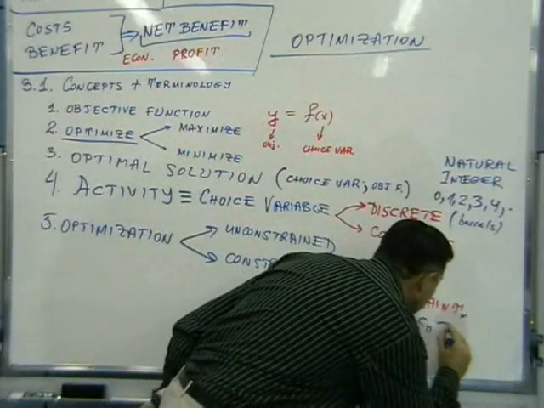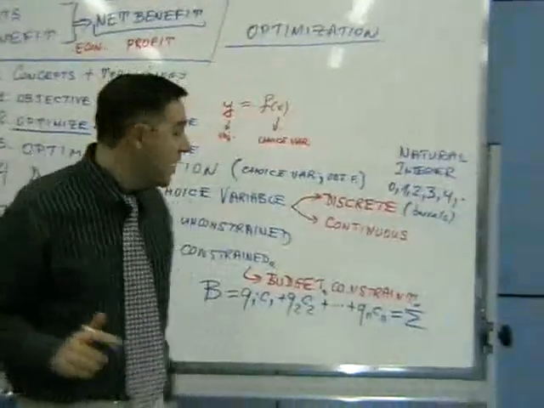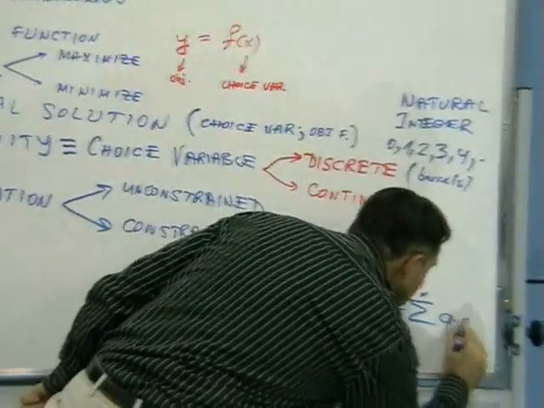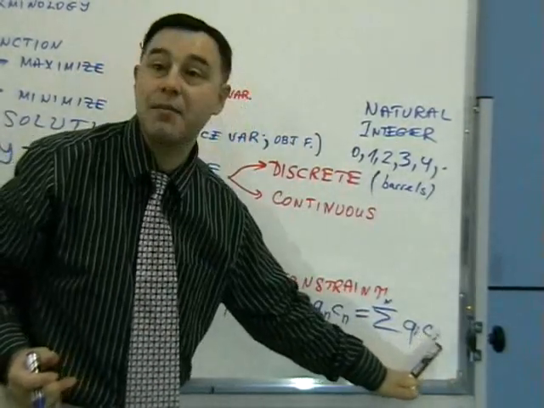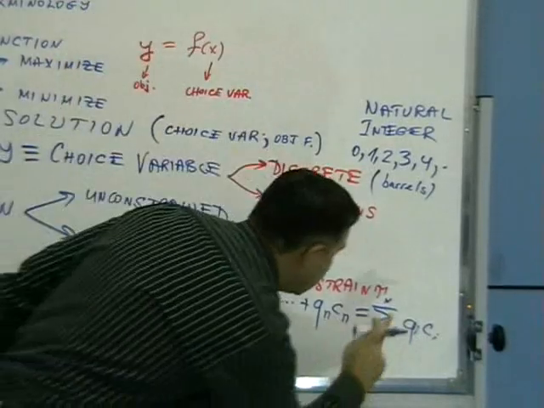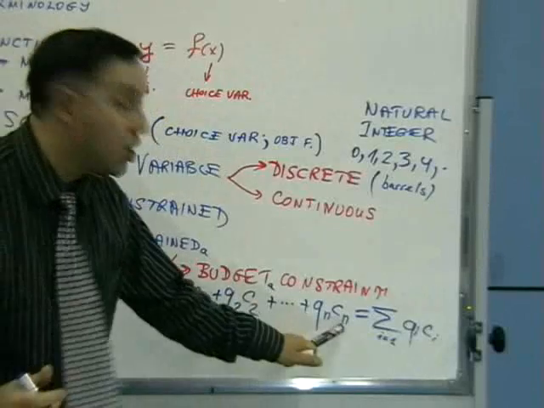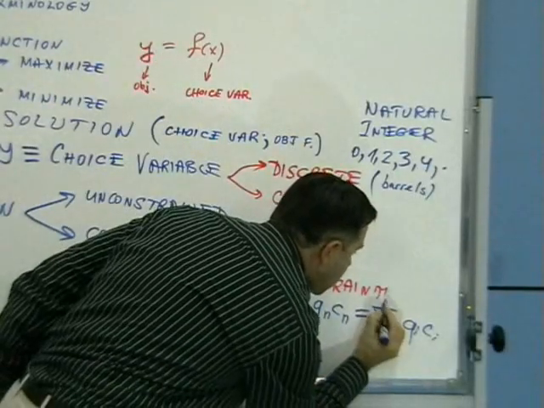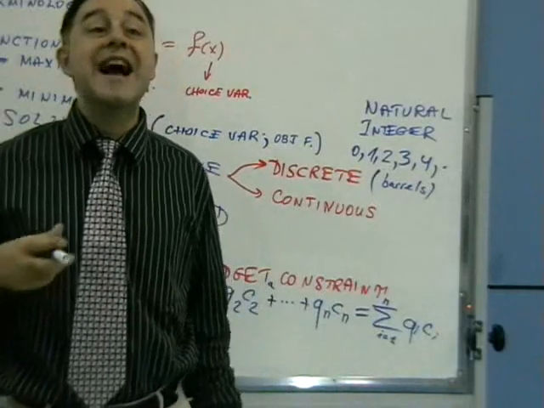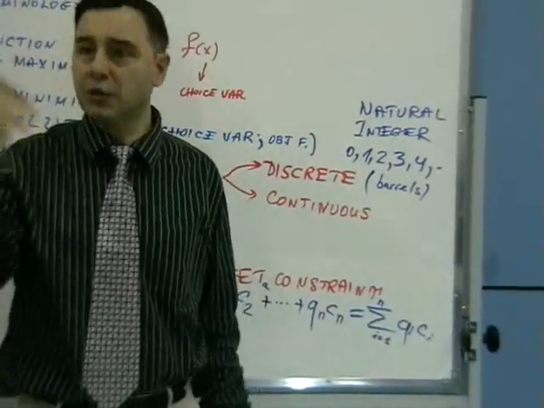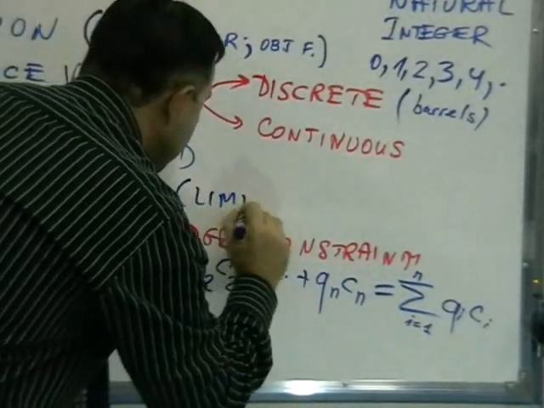Now, just a little refresher for myself. We usually denote this as a sum, the sum of Q times C, Q sub i, C sub i, sub standing for subscript, and the subscript i begins from 1 and goes all the way to small n. Usually this is almost always, in the real world, a limiting constraint. In other words, when we say constraint, we mean limiting.